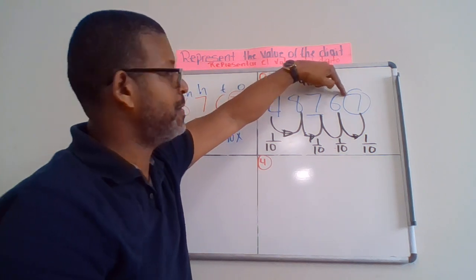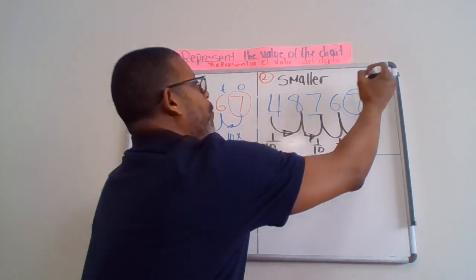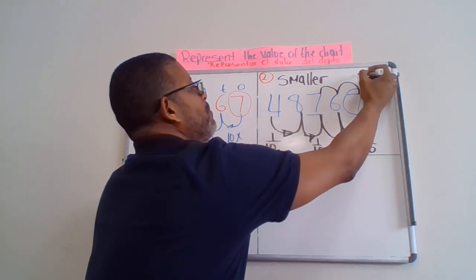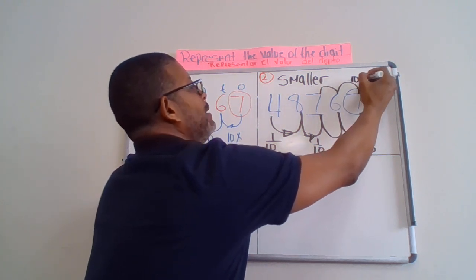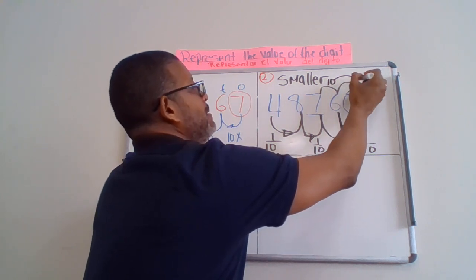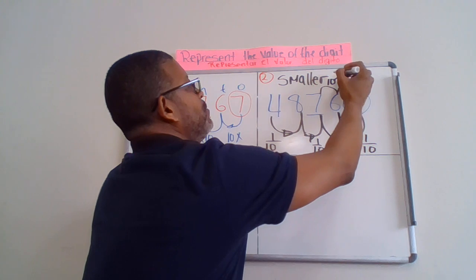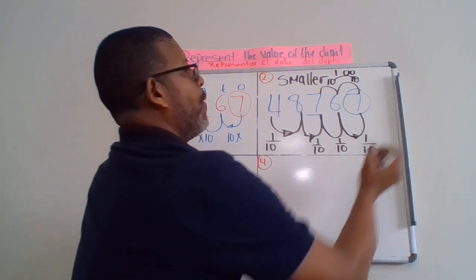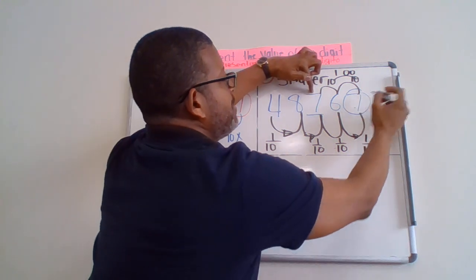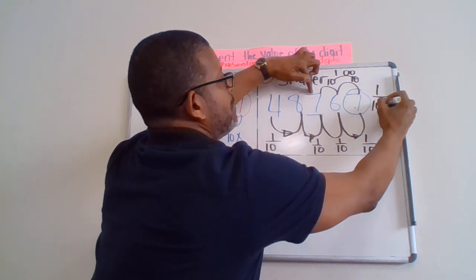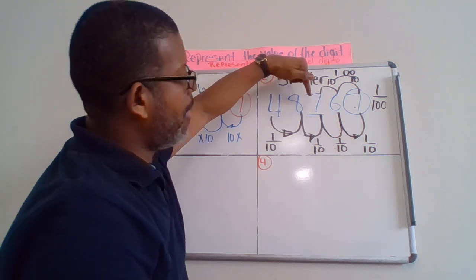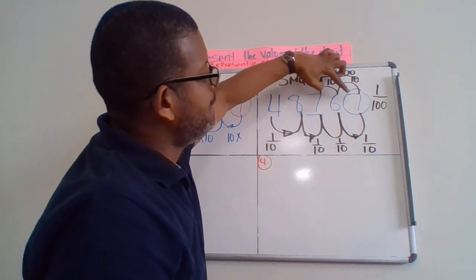Now let's compare the number that is highlighted and the number that is circled. So we say that we move 1, 2. We move 1 and we move 2. That means that those 1, 2 make 100. So that way, this 7 is 100 smaller than this 7.